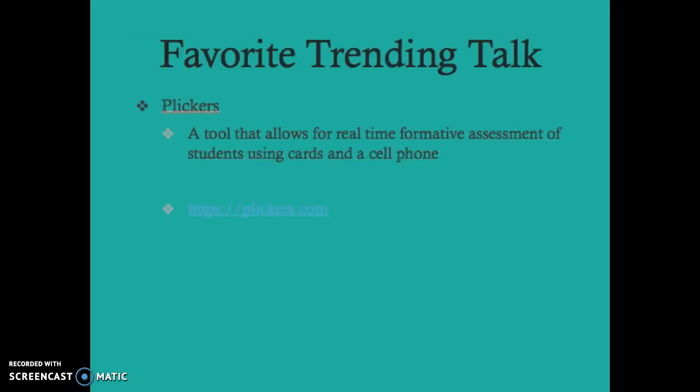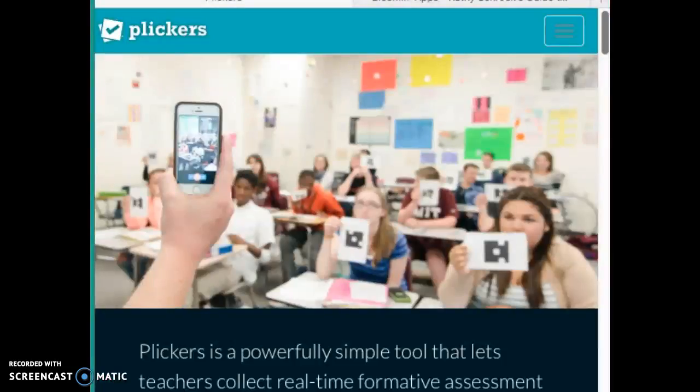My favorite trending talk was on Plickers, a tool that allows for real-time formative assessment of students using cards and a cell phone. See here on their website, each student has their own card. The student will hold up their card in a certain way, and then the teacher will scan their cell phone across the classroom to then assess the student's answers.